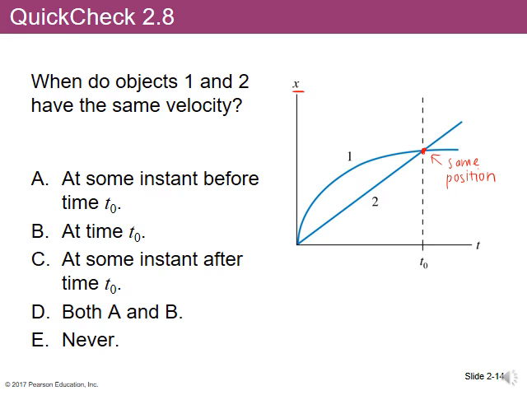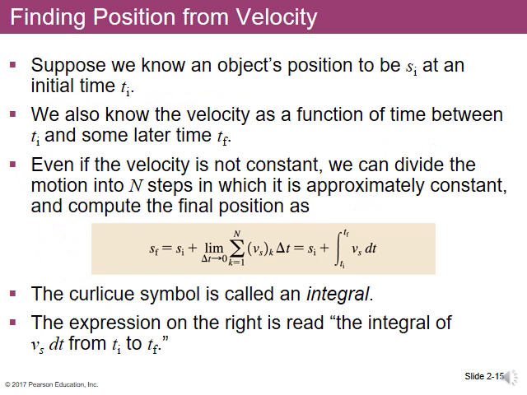What we would want to notice is that somewhere, maybe about right here, if we were to draw a tangent line at that point, then this line is roughly parallel to this line. And so at that point, they would have the same velocity because the slope would be the same. And that would be at some point before t0. We don't know exactly where. We don't have any other numbers on the graph, but we know it's somewhere before then.